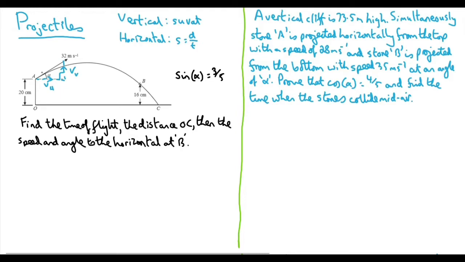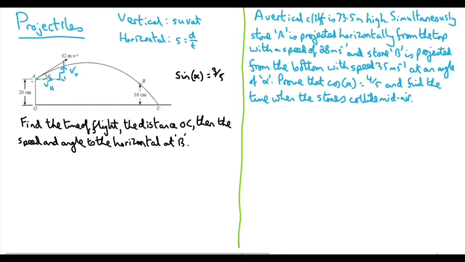Then it's going, so this is at an angle of alpha from above the horizontal, starting 20 centimeters above the ground. It's then going to fly through the air, cross through this other point here at B, which is 16 centimeters above the ground, before finally hitting the ground at C. And then we're also told, while we don't know what the angle is, we can say that the sine of alpha is 3/5.